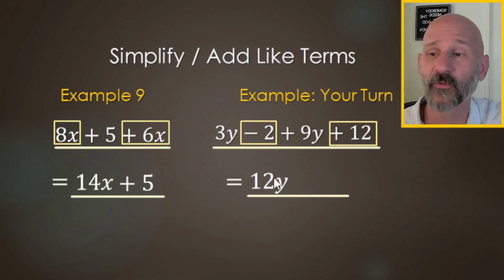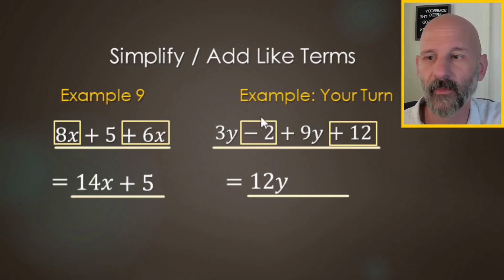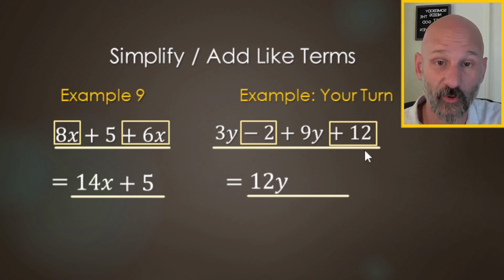Now, the tricky part with this one here is these signs. Some people might think, okay, so that's a 3y minus 9. No. The symbol in front of the number stays with the number. So this is a negative 2. Okay, so we're thinking it's a negative 2 plus a 12, right?